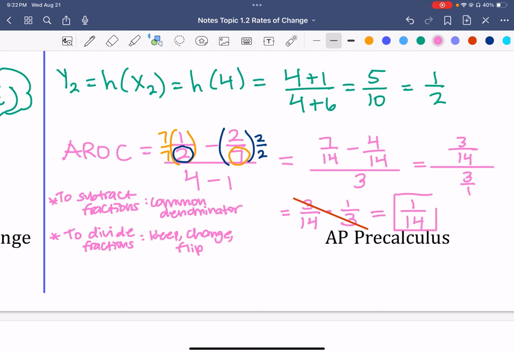Now, if you don't feel too confident with fractions yet, that's okay. We're going to get a lot of practice in this year, so you don't have to rely on your calculators like you have in the past.